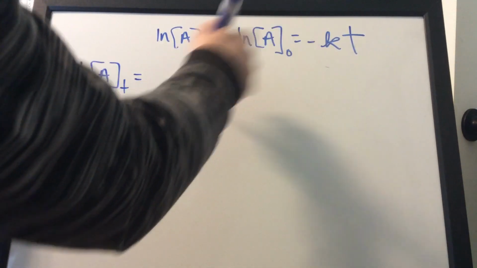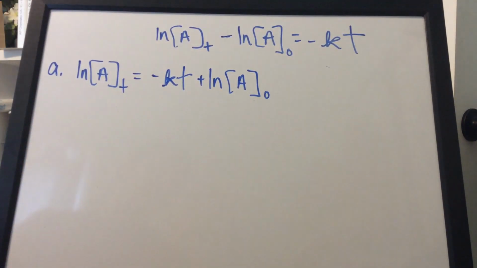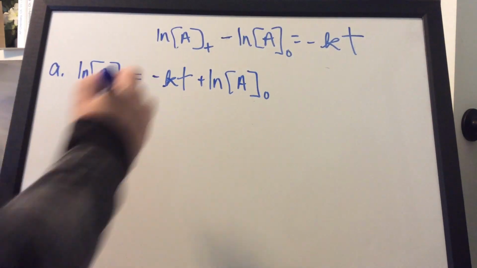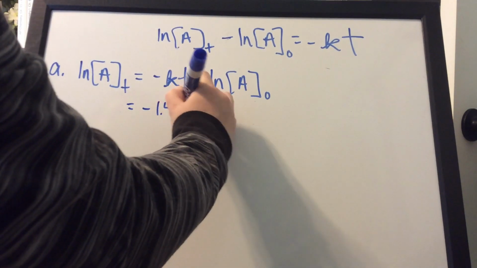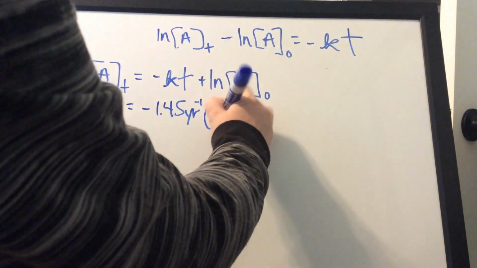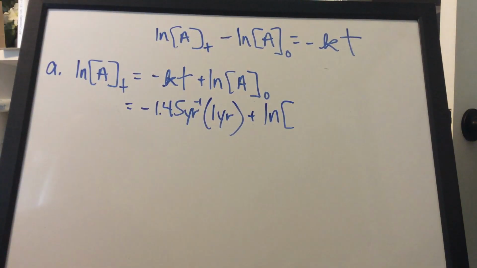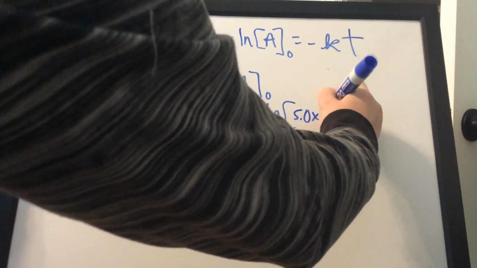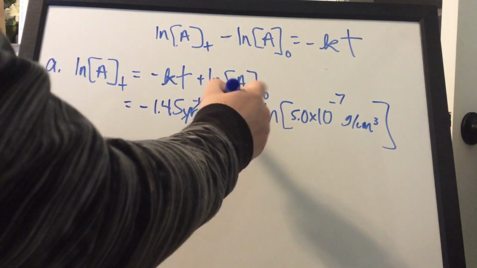So I'm going to take this guy to the other side. And now I'm just plugging numbers in and solving this, okay? So they told me what K was. Just watch your negative. Don't drop your negative. Negative 1.45 years to the negative first, times my time, which was 1 year. Notice your units are going to cancel, right? Plus the natural log of the concentration of A at time 0, which was initial 5.0 times 10 to the negative 7th grams per cubic centimeter. Okay. Done. So units cancel, and I go to solve this.